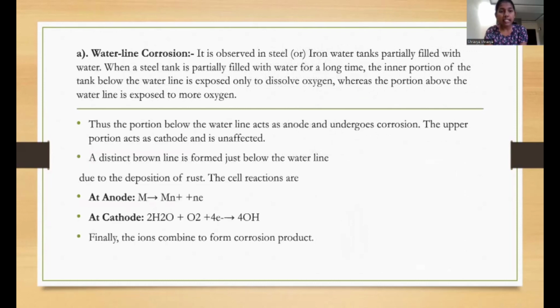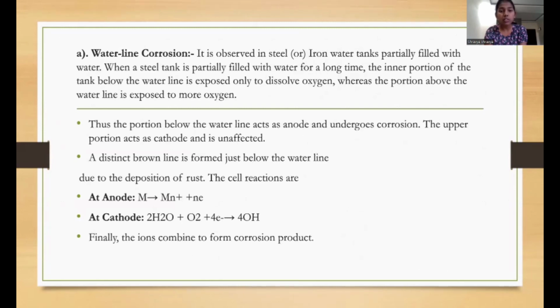And next, waterline corrosion. It is observed in steel or iron water tanks partially filled with water. When a steel tank is partially filled with water for a long time, the inner portion of the tank below the waterline is exposed only to dissolved oxygen, whereas the portion above the waterline is exposed to more oxygen.